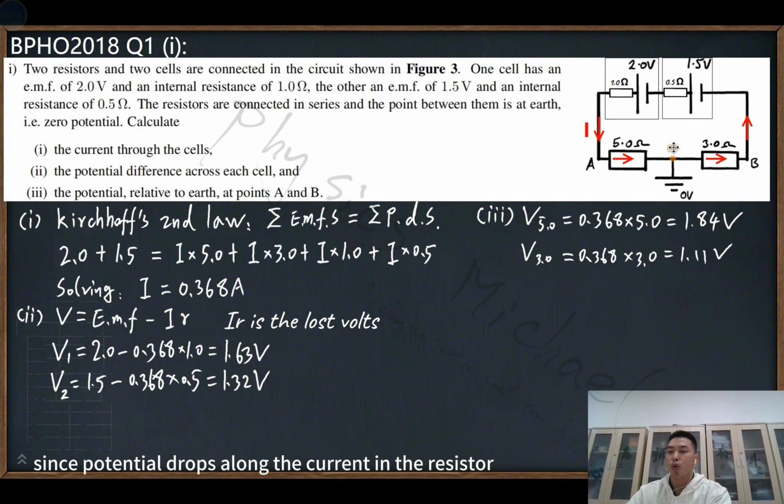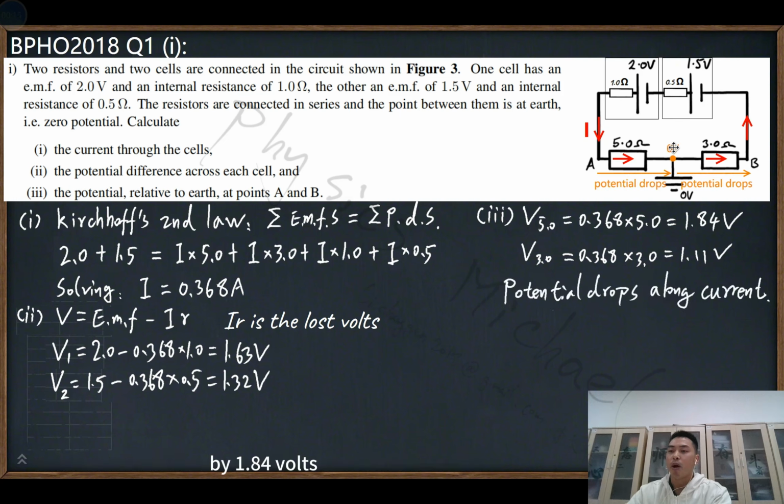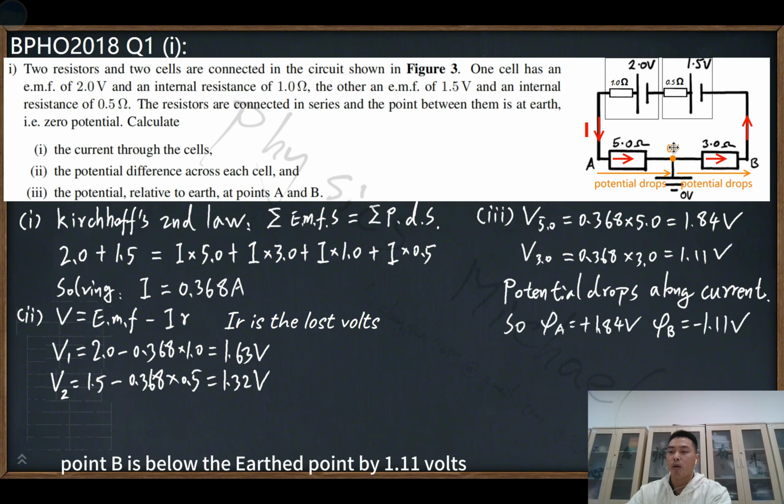Since potential drops along the current in the resistor, point A is above the earth point by 1.84 volts. Its potential is positive 1.84 volts. Similarly, point B is below the earth point by 1.11 volts. Its potential is negative 1.11 volts. And that's it for the question.